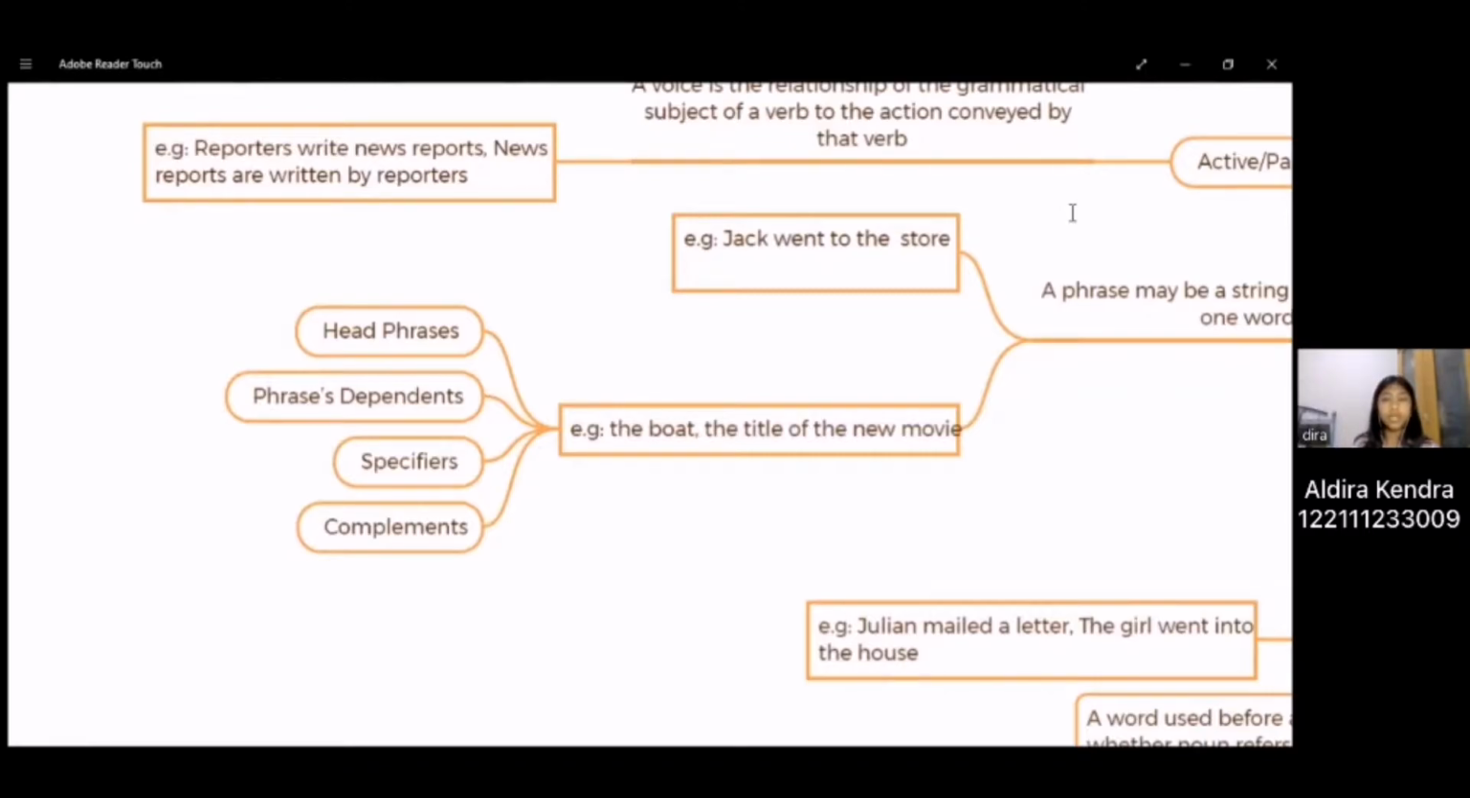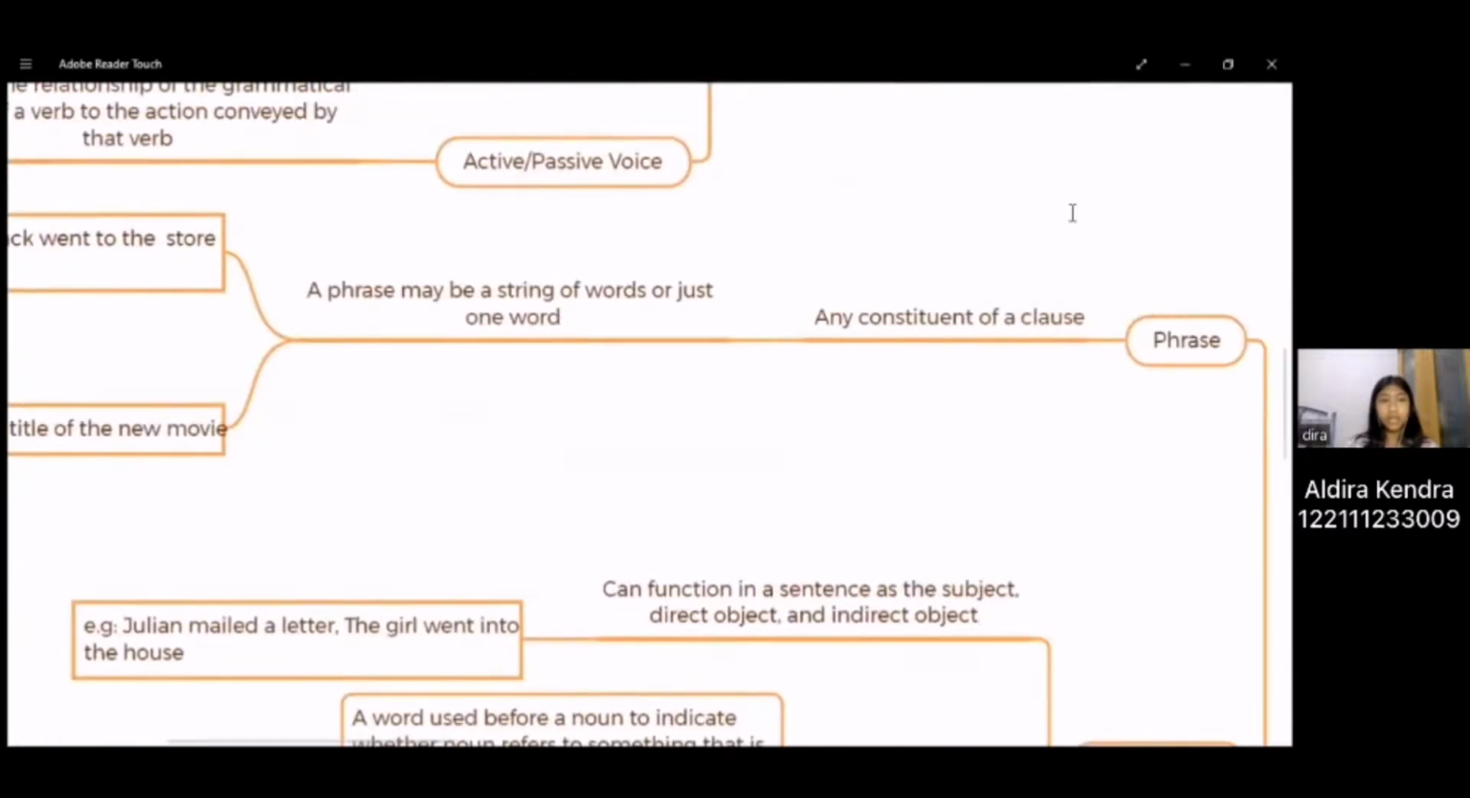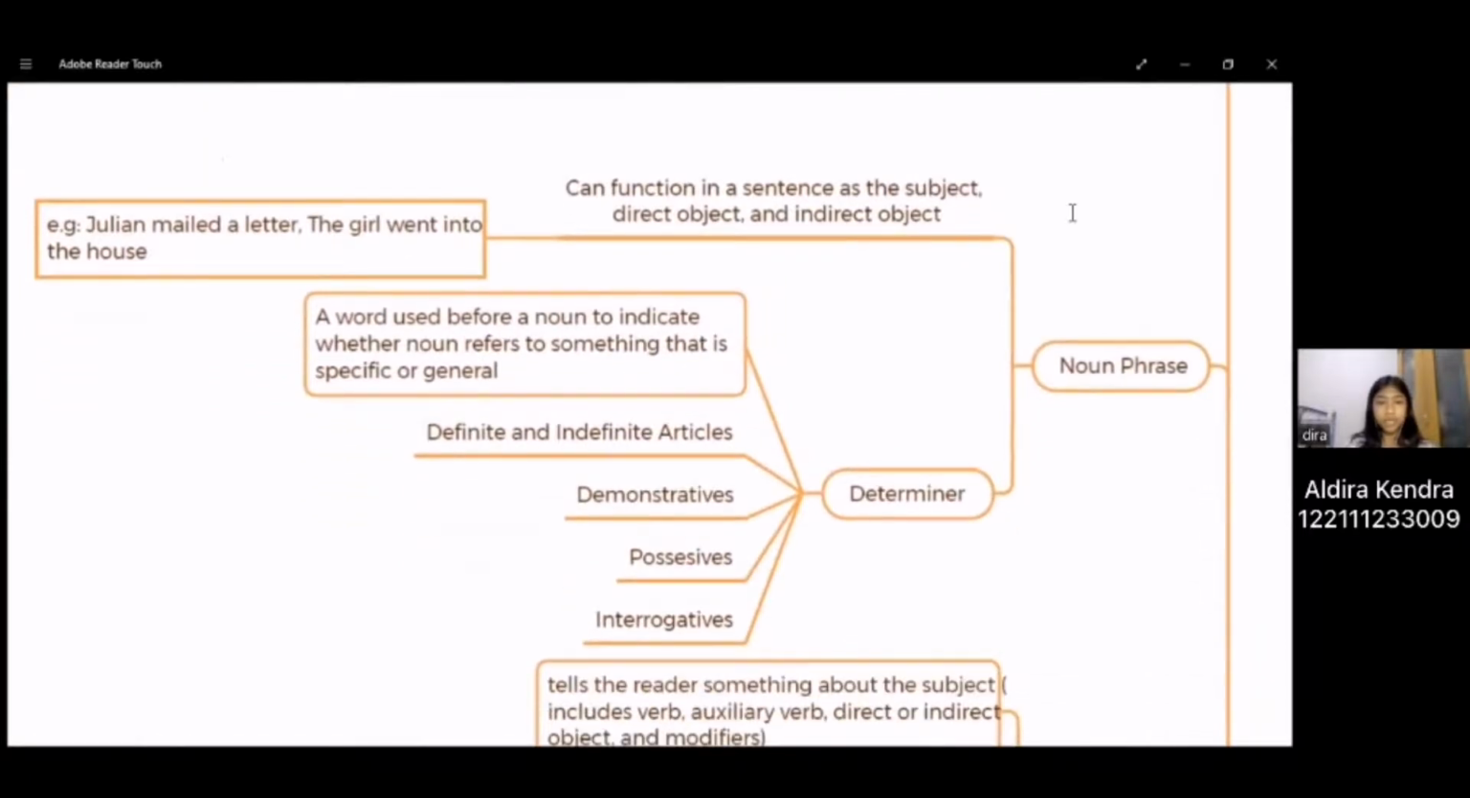The next one is noun phrases. Among other functions, a noun phrase, often called a nominal phrase, can function in a sentence as a subject, direct object, and indirect object. For example, in the sentence, Julian mailed a letter, Julian is a noun phrase and the subject of the sentence. A letter is also a noun phrase and the direct object.